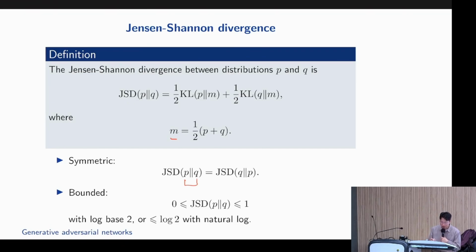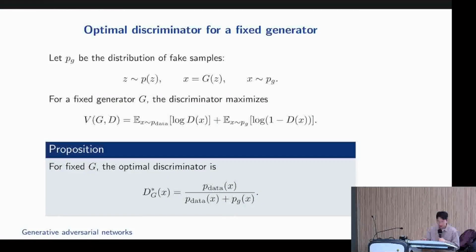And it's really nice because it's bounded. KL divergence is not bounded above. So with log base 2, it's bounded above by log of 2. Sorry, yeah, I got confused. So with log base 2, it's upper bounded by 1. With natural log, it's upper bounded by log of 2. Okay, so it's bounded. And let's first think about the optimal discriminator for a fixed generator.